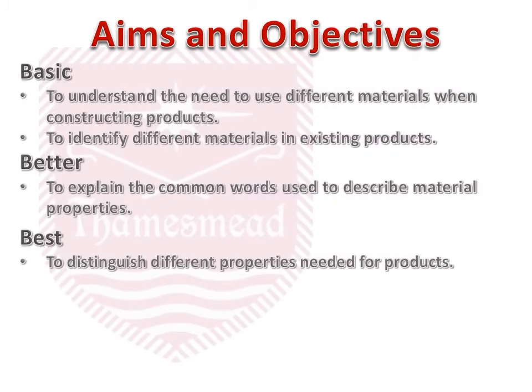But ideally, we'd be in the workshop. We'd be looking at ways to make things, as well as all the theory that goes around it. So we're going to understand the need for using different materials when making products. We're going to be able to identify different materials in existing products. We're going to explain the common words used to describe material properties. We're also going to distinguish different properties needed for different products and the reasons why we might choose different materials for those different things.